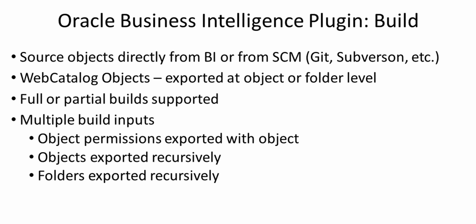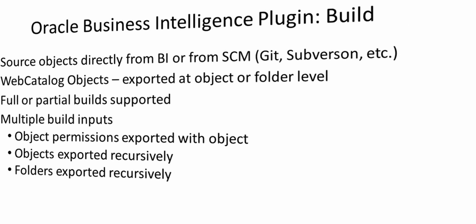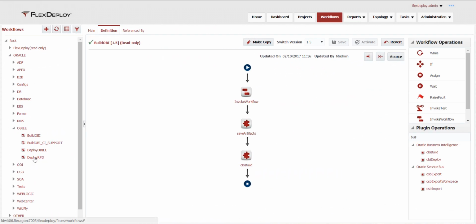Should object permissions be exported along with the object itself? Should objects be exported recursively? And should folders be exported recursively? Now let's look at the corresponding OBI deploy workflow.